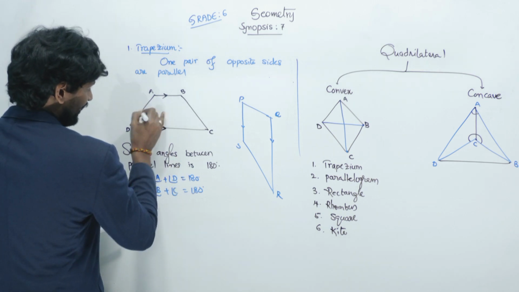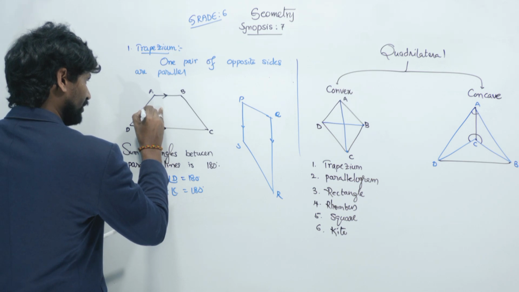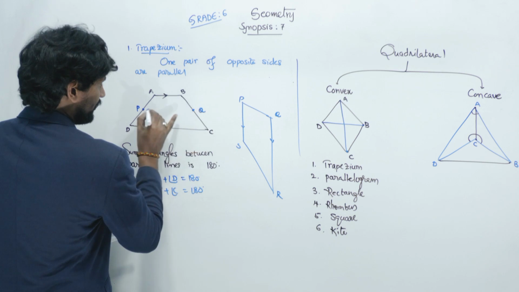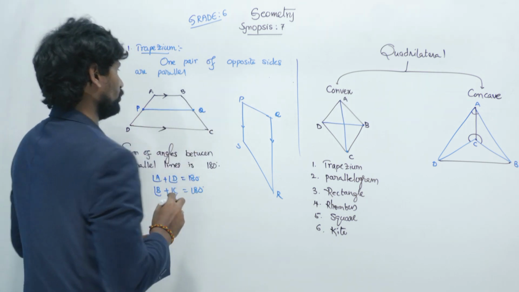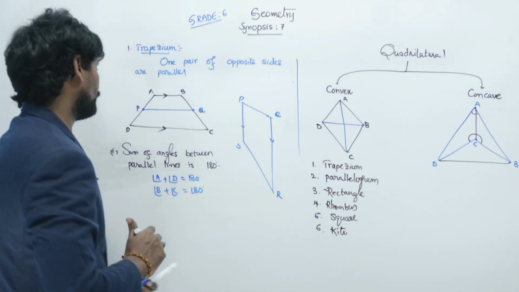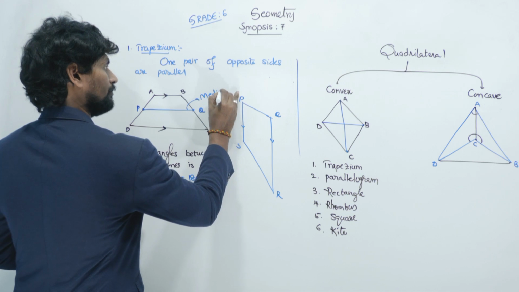So for this, AD and BC are non-parallel sides. On this AD, I am taking a midpoint P. Here I am taking a midpoint Q. And join both the midpoints, PQ. Here PQ is called the median of the trapezium.